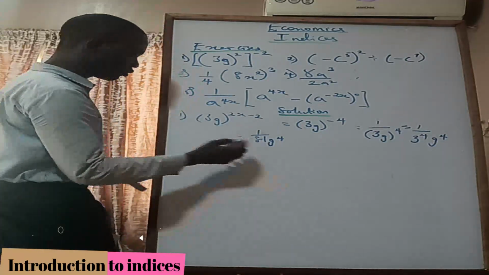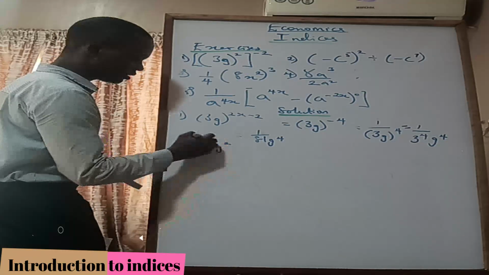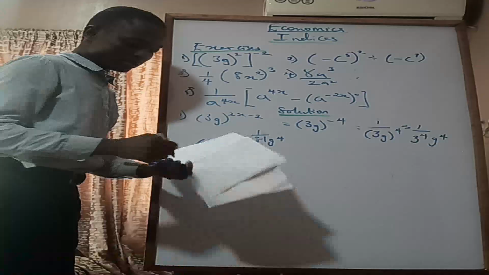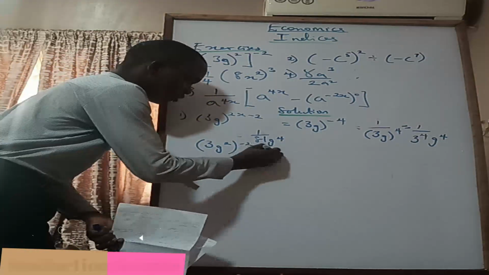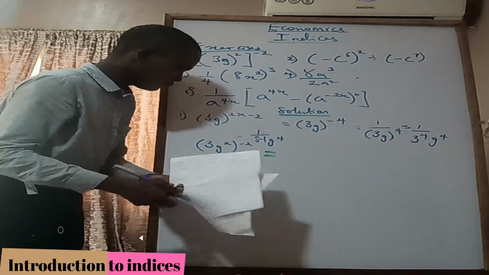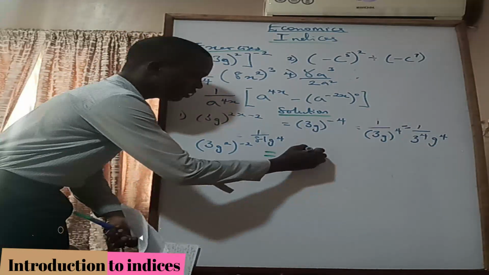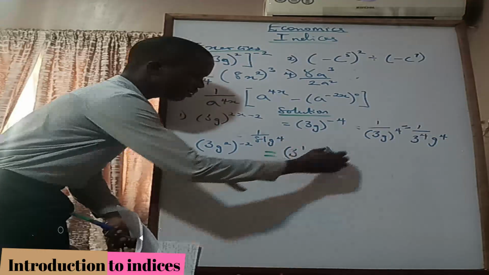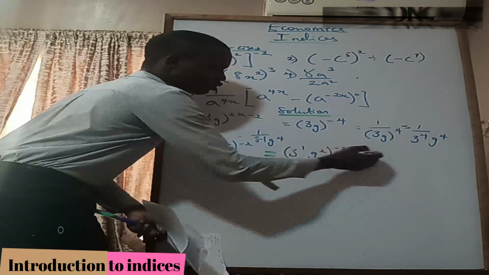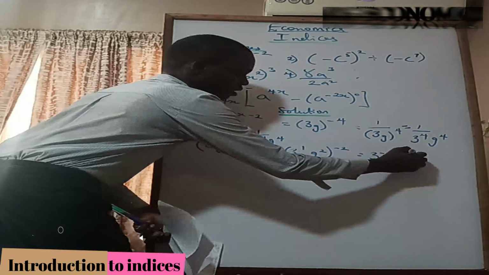This is different from if the question had been 3 times g squared, something like this, raised to power minus 2. If you had this kind of question, the power on 3 in this place is 1. You would have 3 raised to power 1, g raised to power 2 in brackets like this, then raised to power minus 2. So this is going to give us 3 raised to 1 times minus 2, which is minus 2, and g raised to power 2 times minus 2, which is g raised to power minus 4.